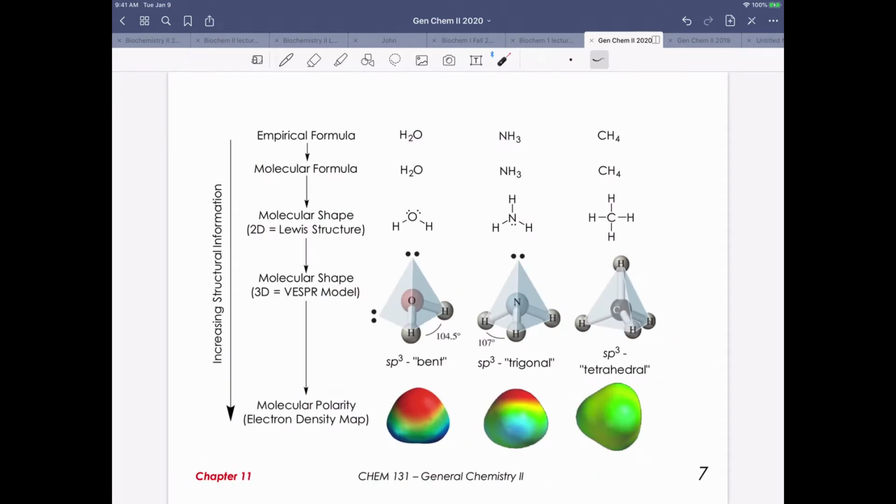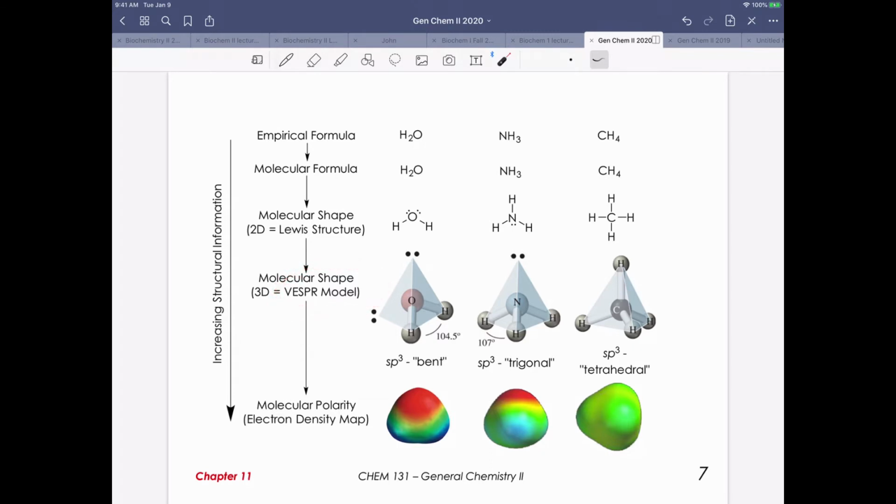And then we moved on in chapter 11 to think about 3-dimensional structures, because remember, Lewis structures are really a 2-dimensional representation. Even though we might be implying some 3-dimensional nature to them, they're really flat structures on paper. But we have to remember that molecules exist in 3 dimensions. And so that's where we started thinking about that VSEPR model.